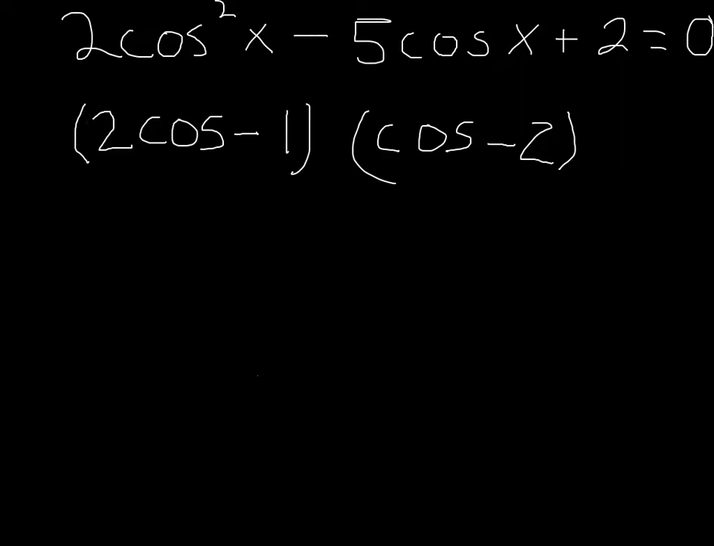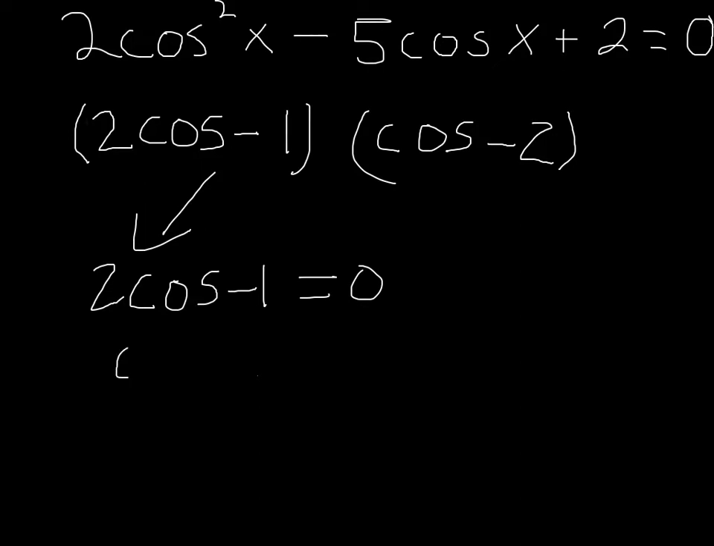So, once you get the factors, you have to set them both equal to 0. We'll start with this one, and then explain the other one next. And when we get that, we have to put cosine by itself so that we can graph it. So that becomes cosine equals 1/2.